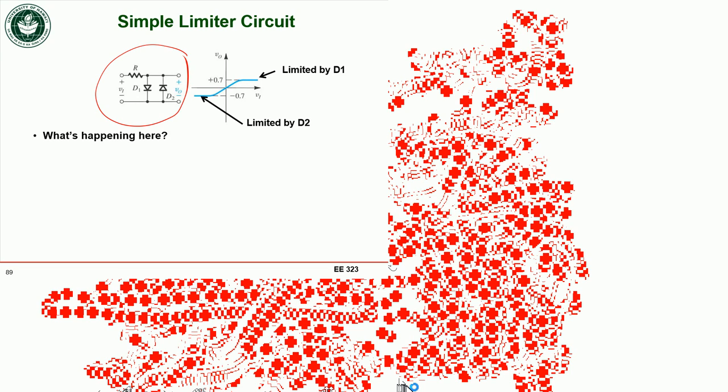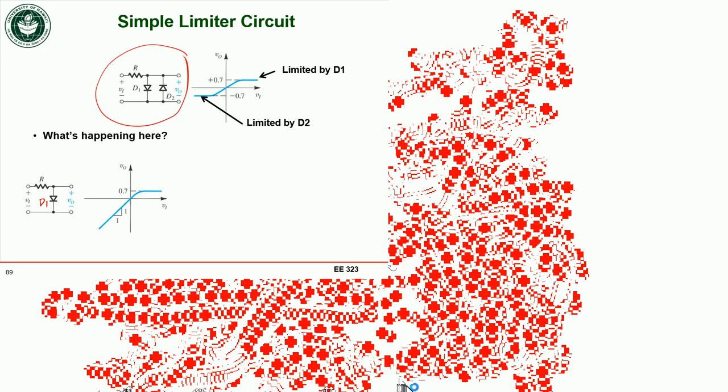So the diode that sets the positive voltage limit is going to be diode D1. The diode that sets the negative voltage limit is going to be diode D2. So let's look at what's happening. Let's look at only diode D1. This is D1.